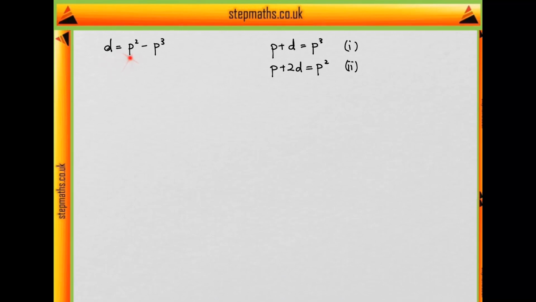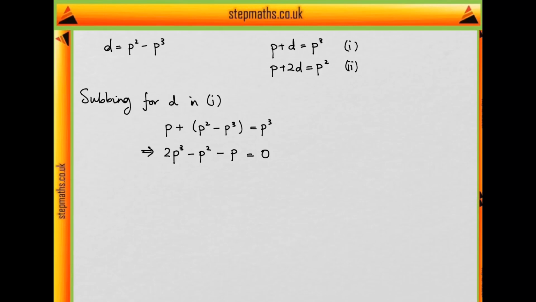So now we know what d is in terms of p, we can substitute into one of these to find out what p is. Say I substitute into I, then rearranging so it's all on one side, we get this cubic in p, and we can see immediately that p factors out.